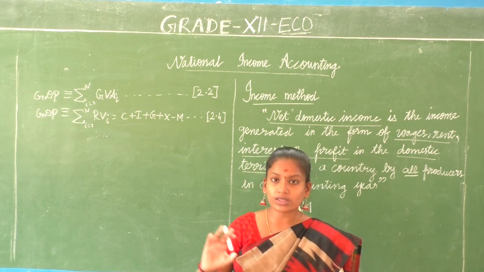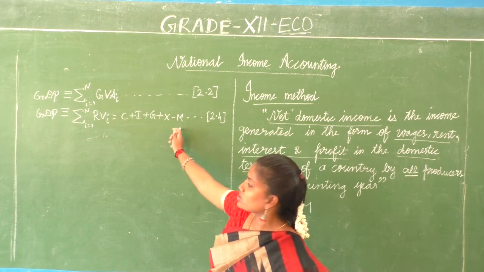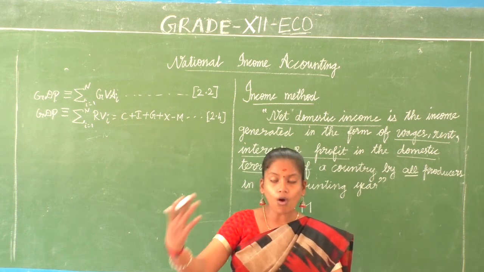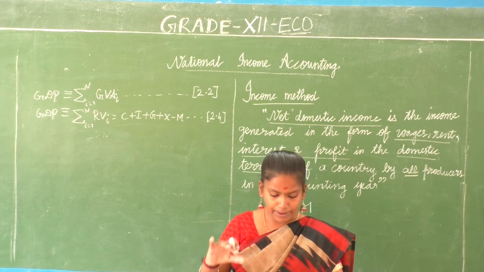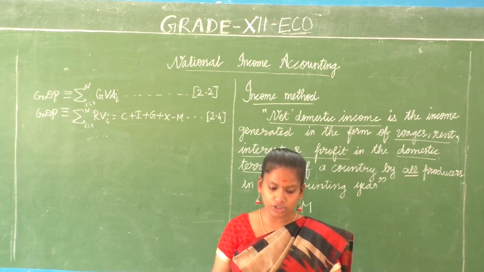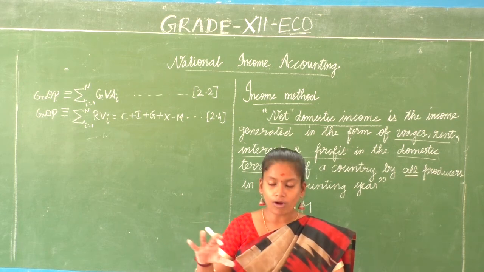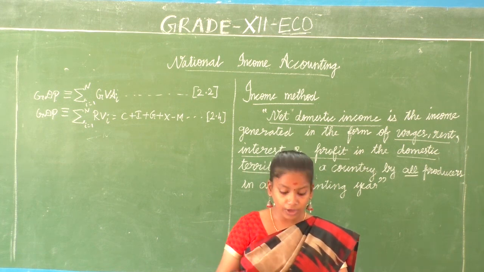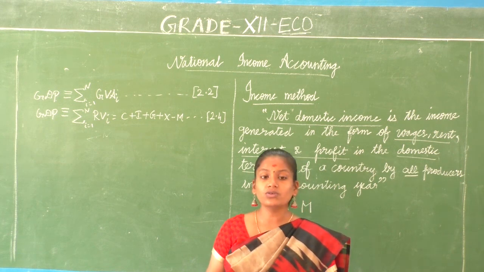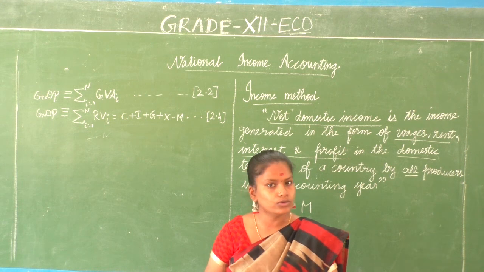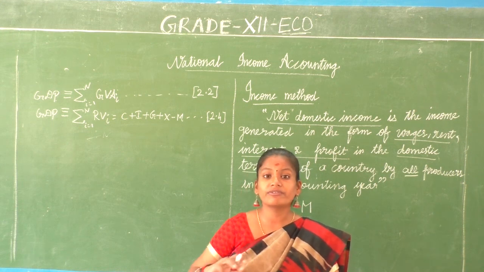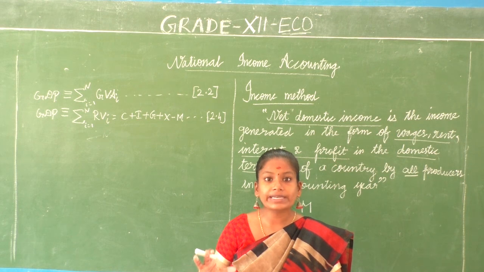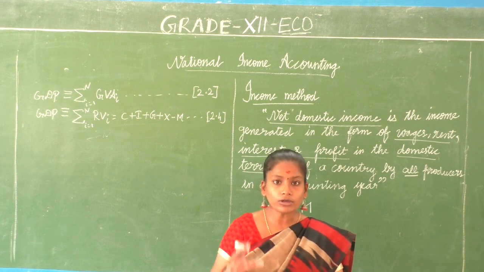Okay, so what is it? The sum of final expenditures that you have incurred should be equal to all the income that is received by the factors of production. Final expenditure is the spending on final goods. It does not include spending on intermediate goods. We are talking only about final goods.